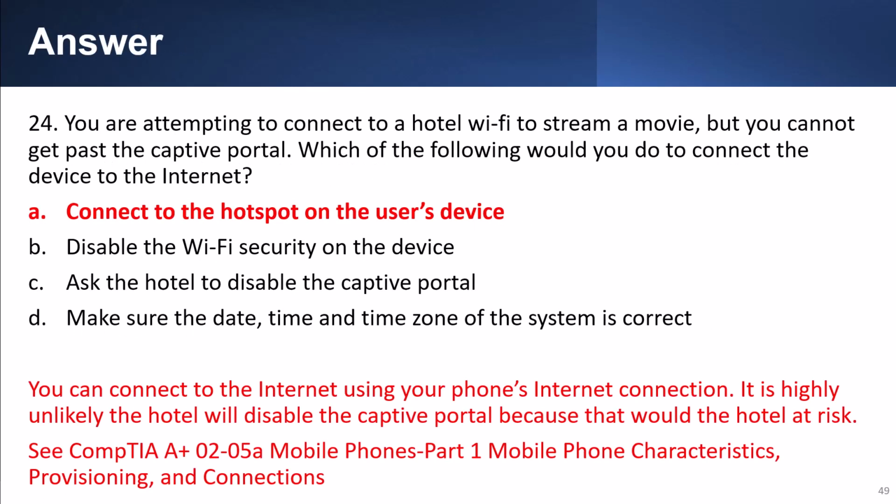Answer: connect to the hotspot on the user's device. You can connect to the internet using your phone's internet connection. It is highly unlikely the hotel will disable the captive portal because that would put the hotel at risk.